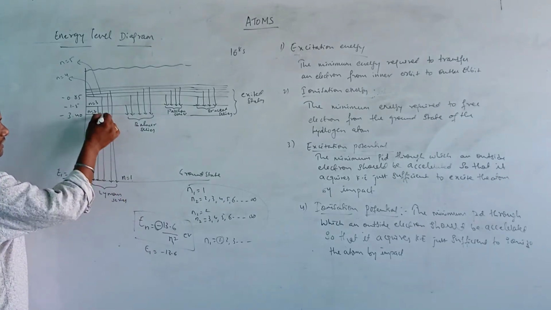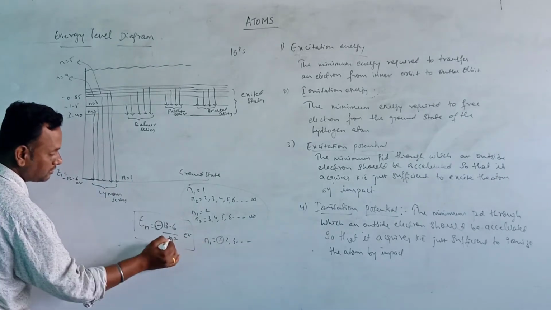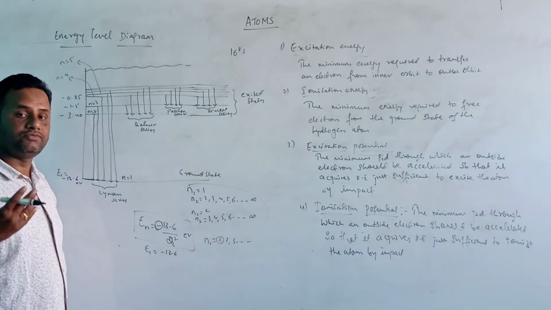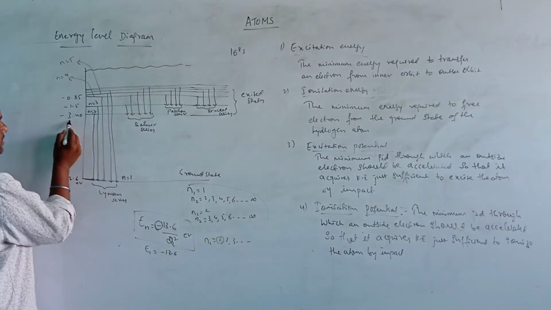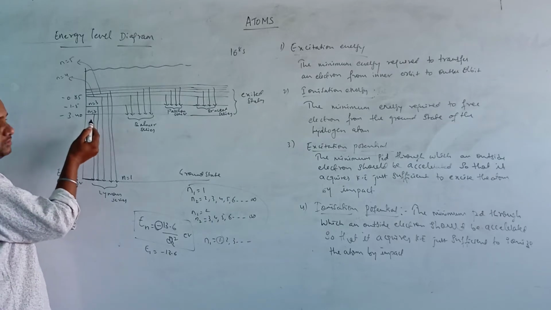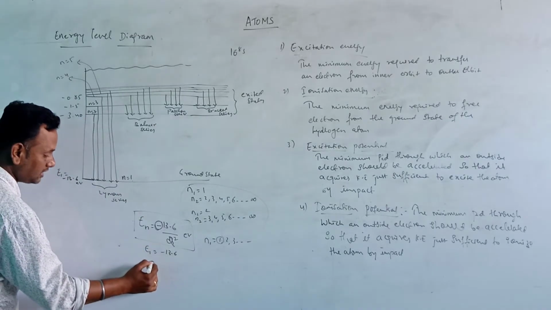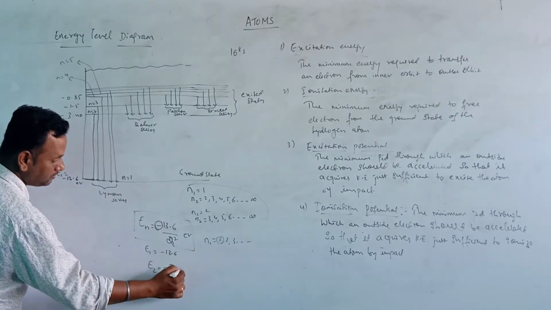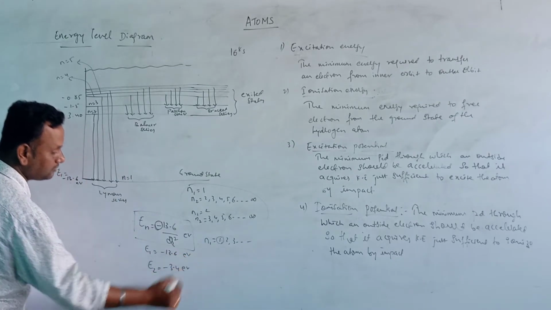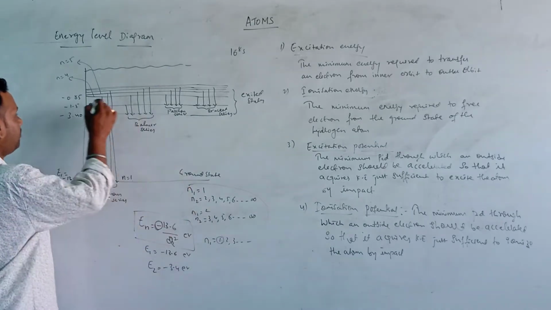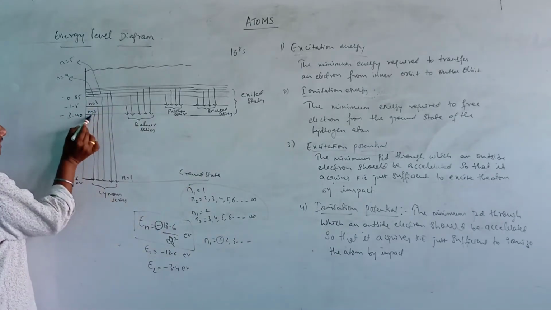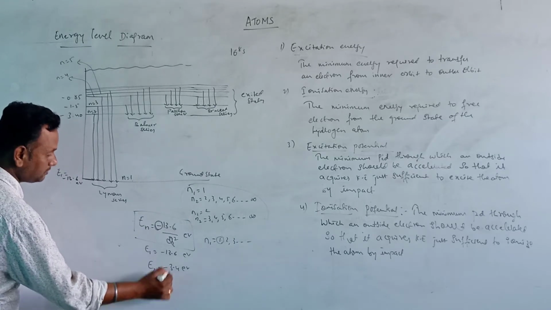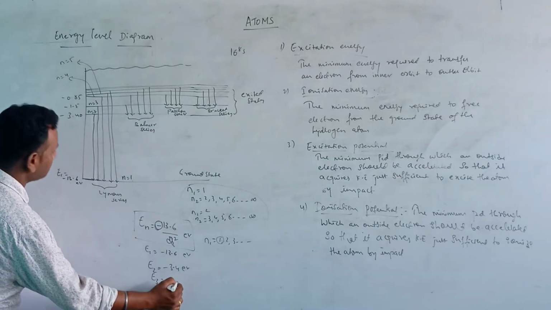If I take the second orbit, n is equal to 2, so 2 square becomes 4. If I divide, I get 3.40. So for the second energy level, we have minus 3.4 electron volt. Similarly for the third, we get E3 equal to minus 1.5 electron volt.